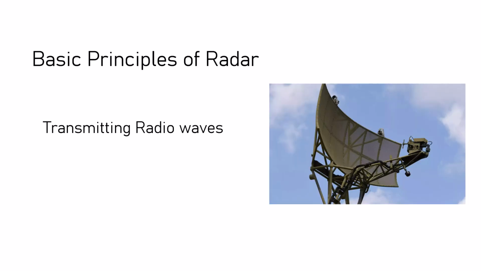Radar systems transmit radio waves towards a target. They then analyze the reflected signals, which enables them to identify the presence, distance, and speed of objects.